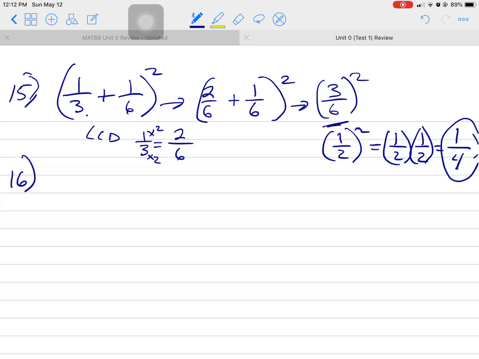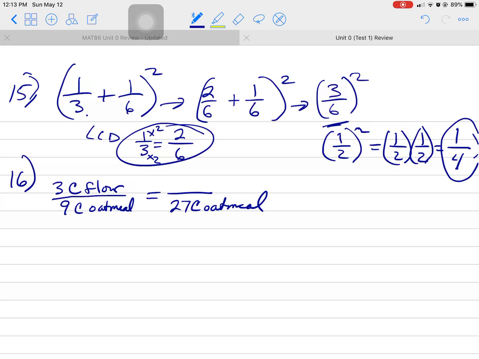Word problem for 16. A recipe for oatmeal cookies calls for 3 cups of flour for every 9 cups of oatmeal. I like to make kind of a ratio out of that right away. Okay. How much flour for 27 cups of oatmeal? All right, so basically this is an equivalent fraction. Proportions are equivalent fractions. They are. One fraction equals another fraction. That's a proportion. Okay, 1/3 equals 2/6. 3/9 equals what over how many cups of flour over 27 cups of oatmeal? So 3/9 equals what over 27?